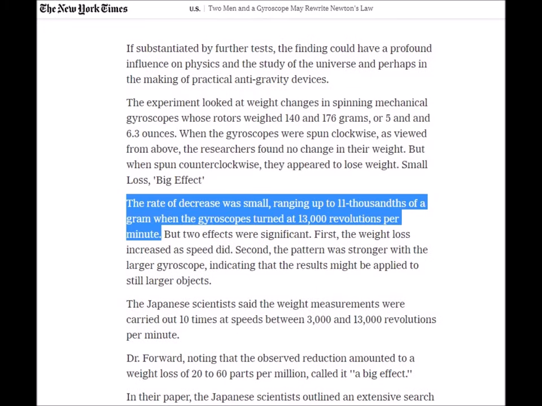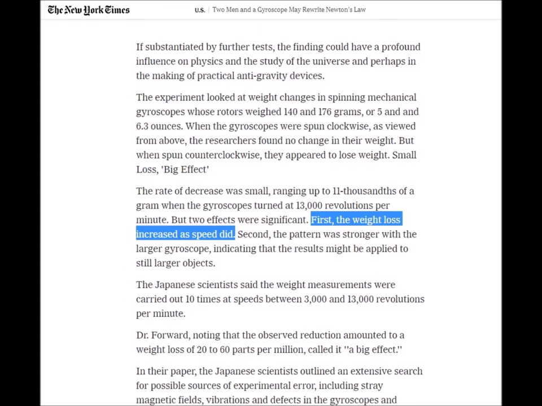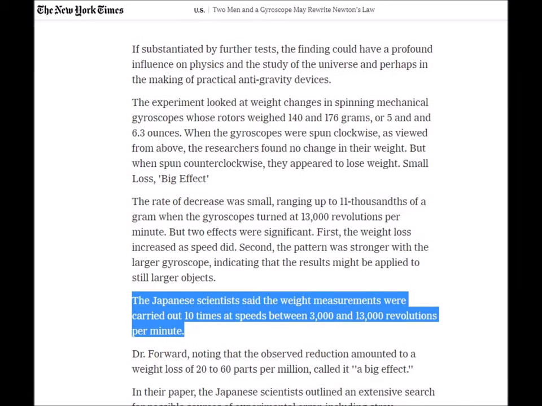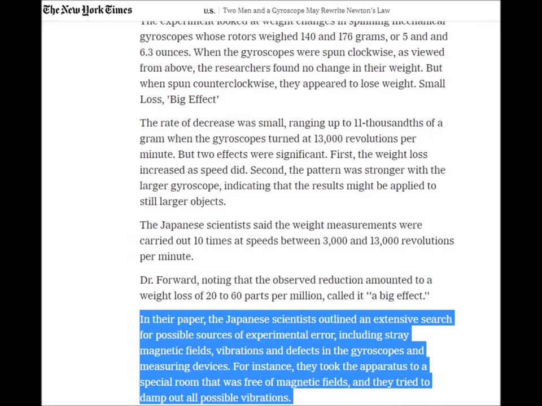The rate of decrease was small, ranging up to 0.011 of a gram when the gyroscopes turned at 13,000 revolutions per minute. But two effects were significant. First, the weight loss increased as the speeds did. And second, the pattern was stronger with the larger gyroscope, indicating that the results might be applied to still larger objects. The Japanese scientists said that the weight measurements were carried out 10 times at speeds between 3,000 and 13,000 revolutions per minute.